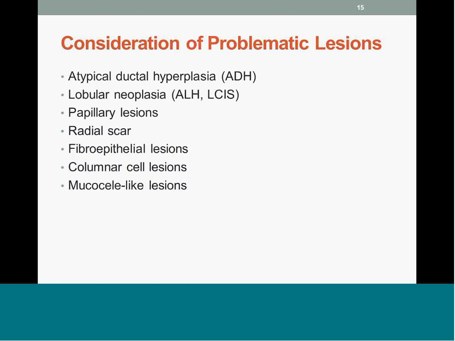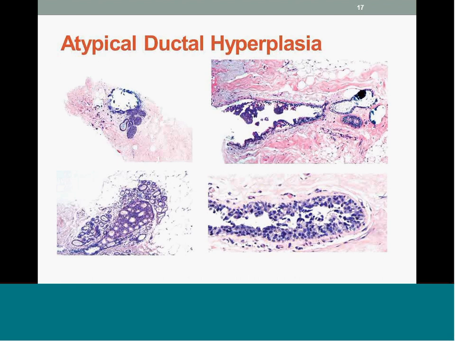So let's talk about some of these problematic lesions, starting with atypical ductal hyperplasia. Here are some photomicrographs of representative cases of ADH. This one represents an area of solid pattern ADH, and here we have an example of micropapillary ADH. You can see that the entire duct is not involved, but there are still these little micropapillary tufts. Here's an example in this corner of cribriform type ADH. You can see partial involvement of this ductule here.